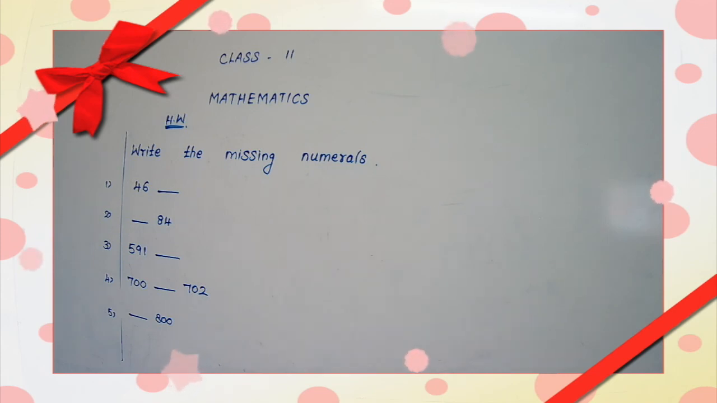Write the missing numerals. First one, 46. The first question is 46. The second one, 84. The third one, 591.